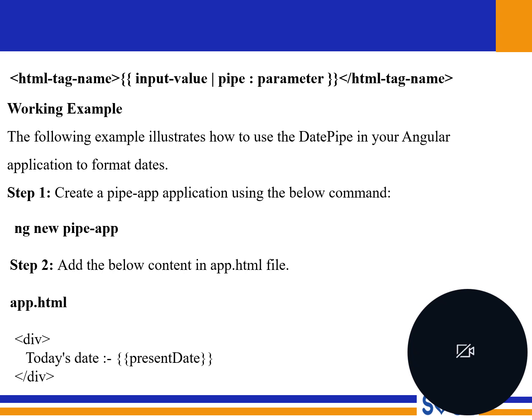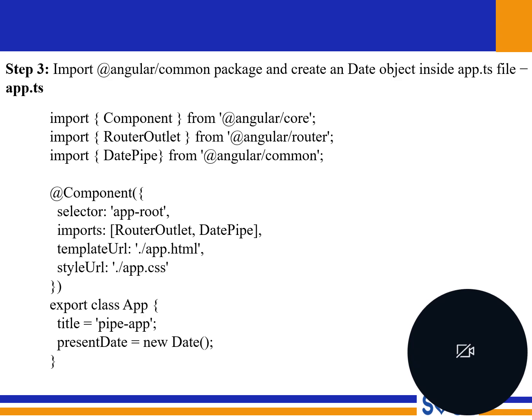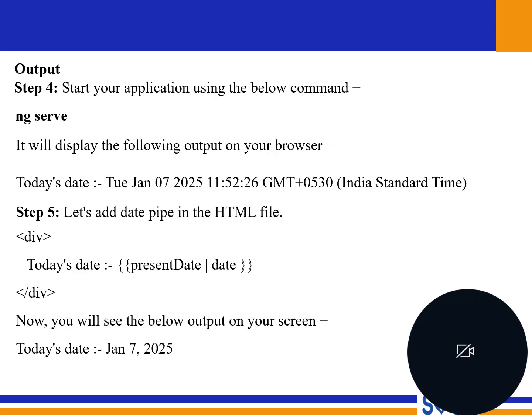The following example illustrates how to use the date pipe in your Angular application. First, you have to create a pipe app application using the below command: ng new pipe-app. Then you have to add the below content in the app.html file. In step 3, you have to import the @angular/common package and create the date object inside the app.ts file. Finally, you have to run the application in the browser using the command ng serve. It displays the result as today's date.